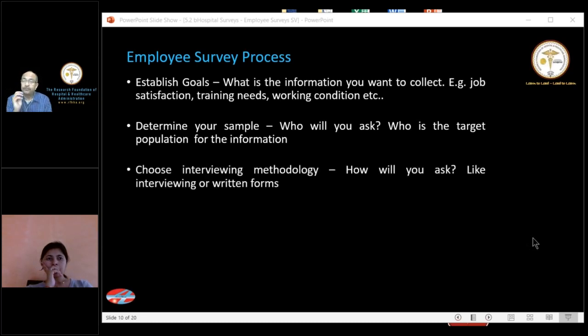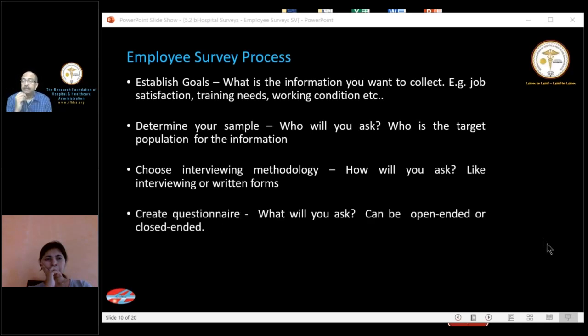Next is to choose the interviewing methodology or the questionnaire methodology. So what will be the method, whether it will be structured or unstructured, or which way it will work. Then we need to create a questionnaire. If it is a structured interview, then definitely a questionnaire will also be required for the interview. But if it is a pure pen and paper kind of survey or a computer based survey, you can't possibly do a survey without the questionnaire.